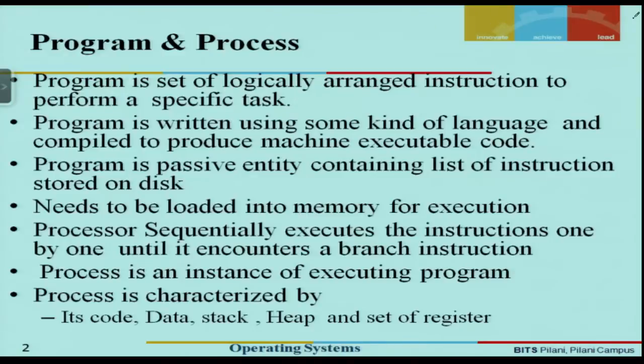A program is a set of logically arranged instructions to perform a specific task. Usually the program is going to be written in some kind of language, most of the time a high level language like C, Pascal, Fortran or C++. Then the program written in these languages is compiled to produce what we call machine executable code, which can be executed on a processor.